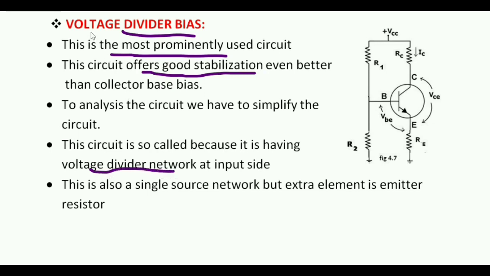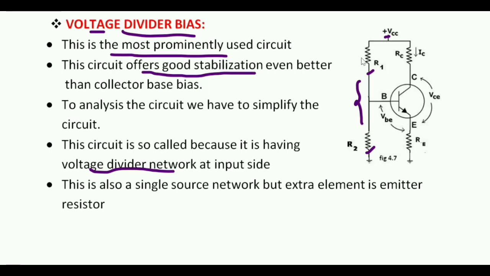This is so called voltage divider circuit because it is having voltage divider network that is formed with the resistors R1 and R2 at the input side. We will discuss about that in the circuit analysis part. And this is also having a single source, and this circuit offers very good stabilization, even better than the collector to base biasing circuit. This is so called voltage divider bias.